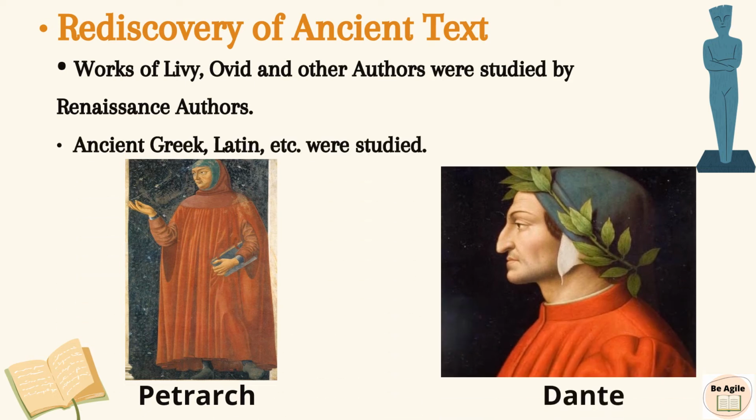The second cause for the spread of the Renaissance movement was the rediscovery of the ancient texts. The ancient classical literature of Greek and Roman writers almost disappeared in the Middle Ages. However, during the Renaissance period, the work of ancient Roman and Greek writers like Petrarch, Dante, Virgil were rediscovered by the Renaissance writers and authors. The work of these writers inspired the Renaissance writers and authors.